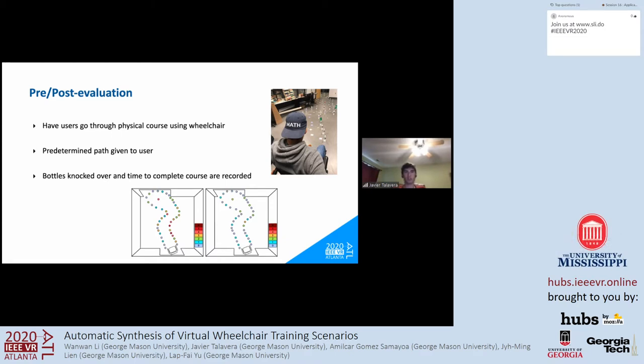Each circle on the chart on the bottom corresponds with a bottle in the path. The number associated with the color is the number of times that bottle was knocked over.